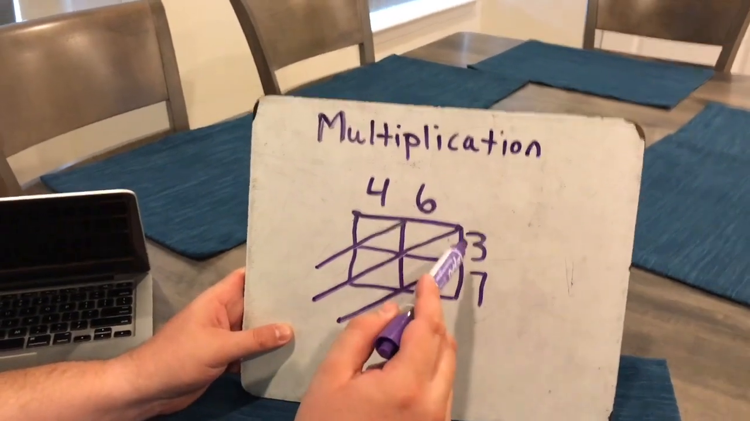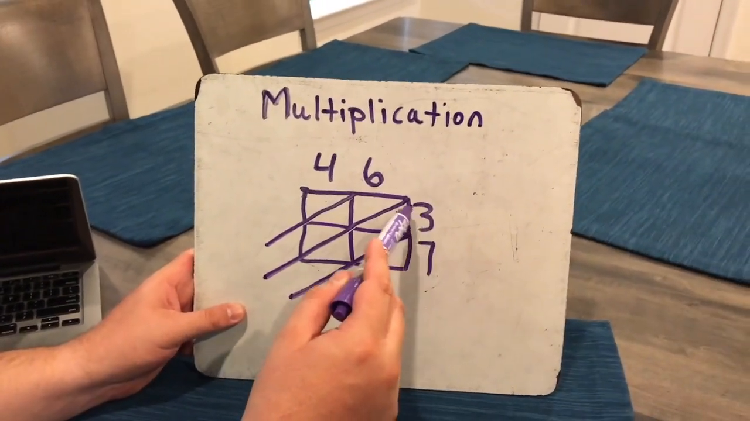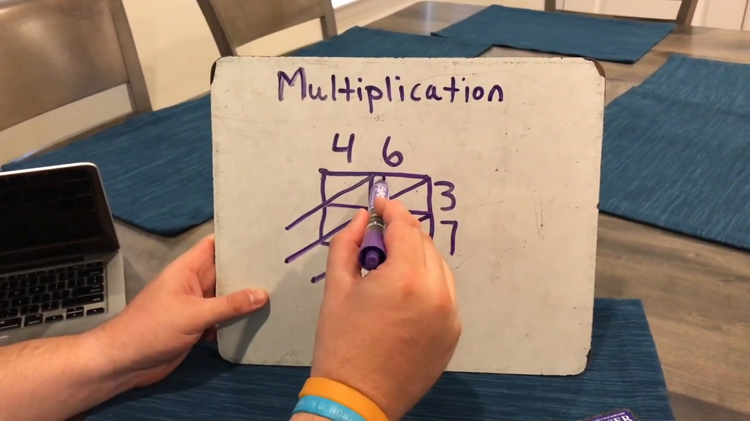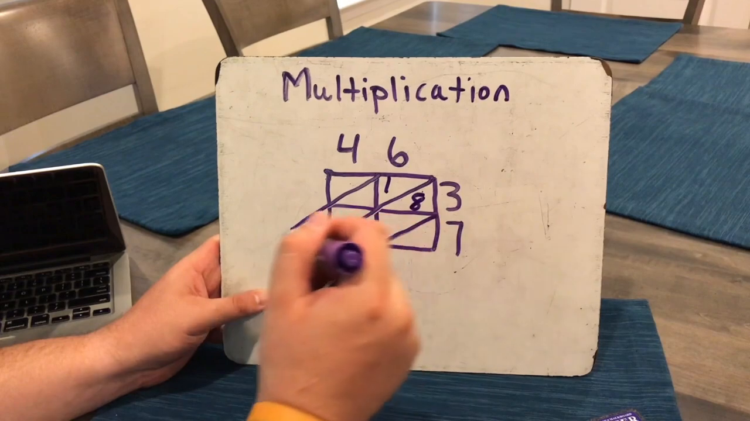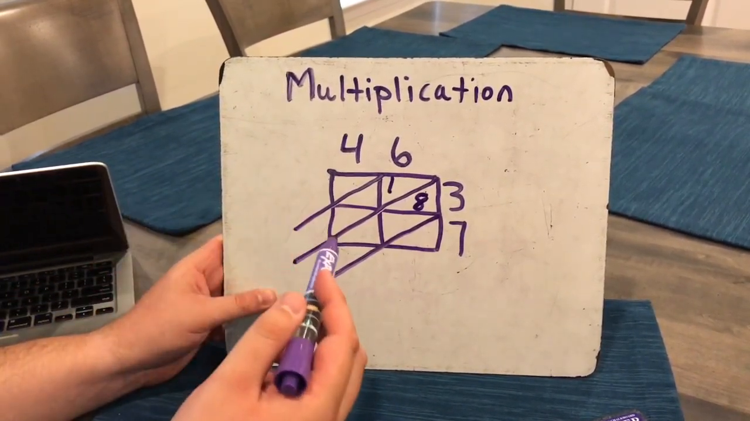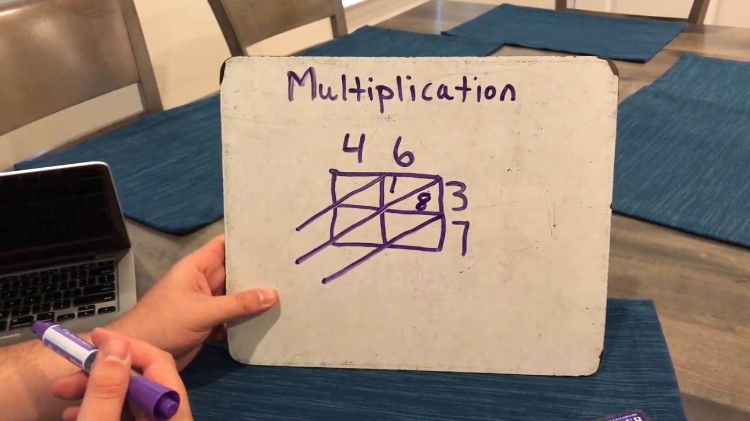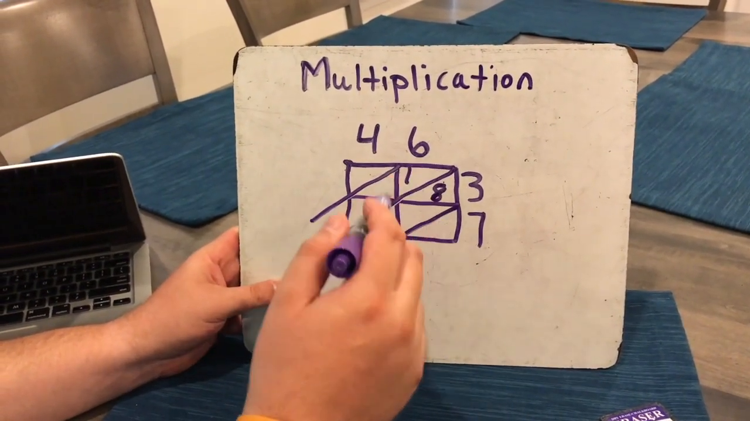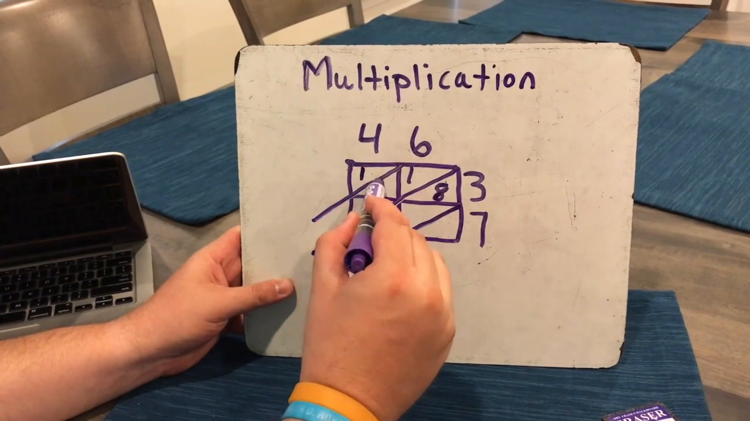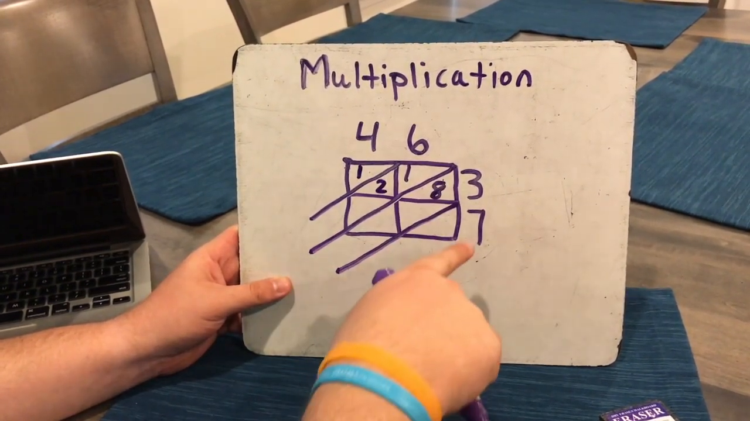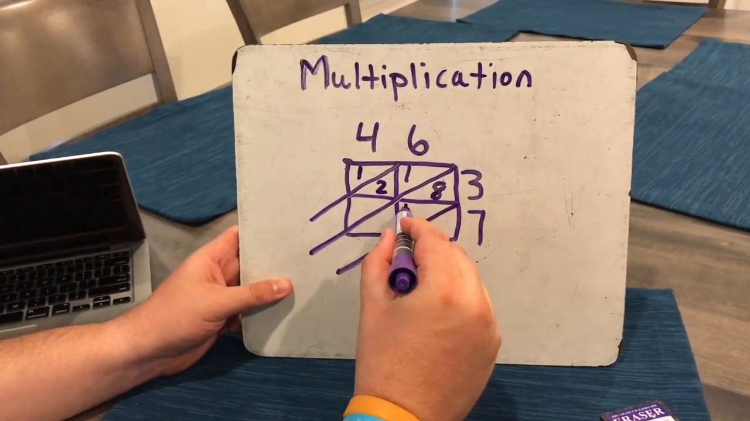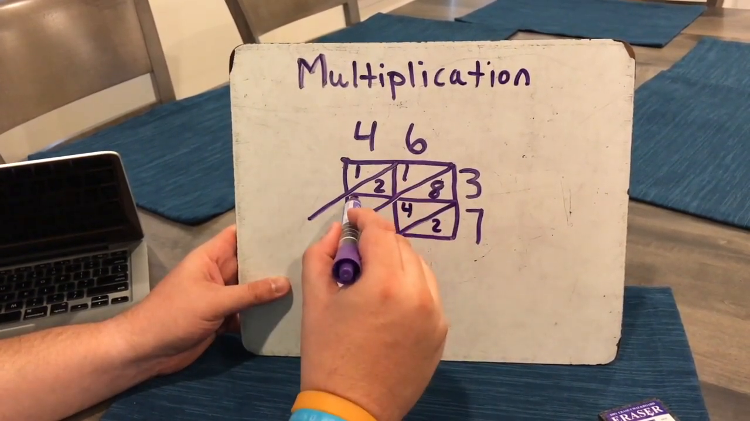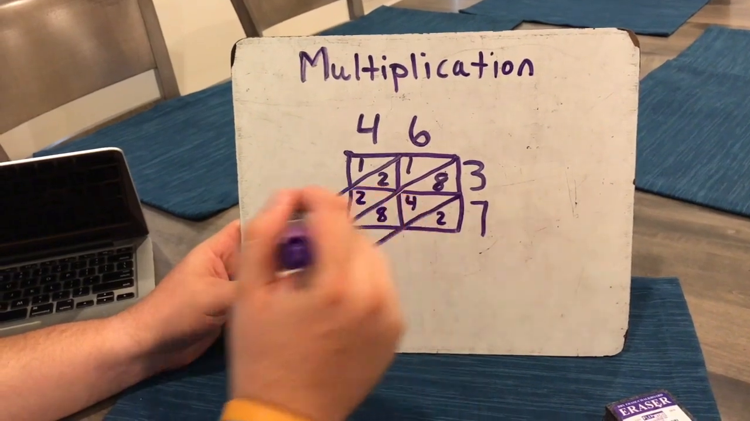So the first thing I'm going to do, I'll take this 3 right here and multiply it by all the numbers on top. 3 times 6 is 18. Now with lattice, you don't have to worry about carrying a 1 or anything like that with traditional. So you just write the number. 3 times 6 was 18. 3 times 4 is going to be 12. 7 times 6, that's 42. And then 7 times 4 is 28.